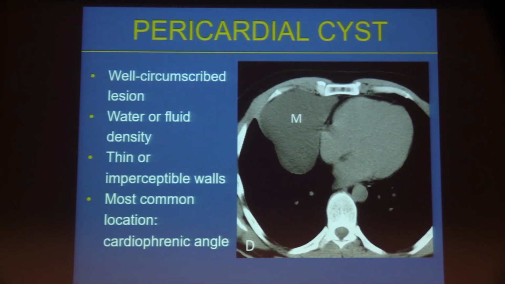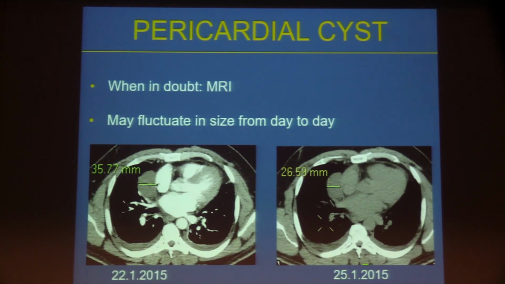We're looking for the same things. Imperceptible wall, no nodularity. This is a very typical location for it, the cardiophrenic angle, typically on the right. And the thing is, you don't want to recommend a follow-up because these cysts grow and get small, grow and get small. So this was taken 3 days apart. One time it's 3.6 centimeters, the other time it's 2.7 centimeters. You can imagine what would have happened if we'd seen it grow. There would be hysteria. There's no need to be uptight about that.